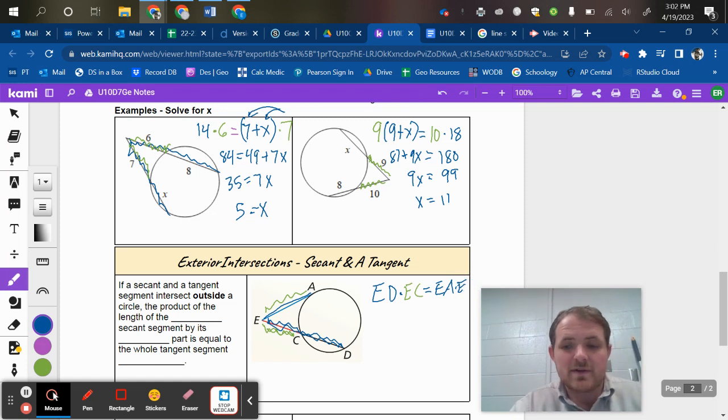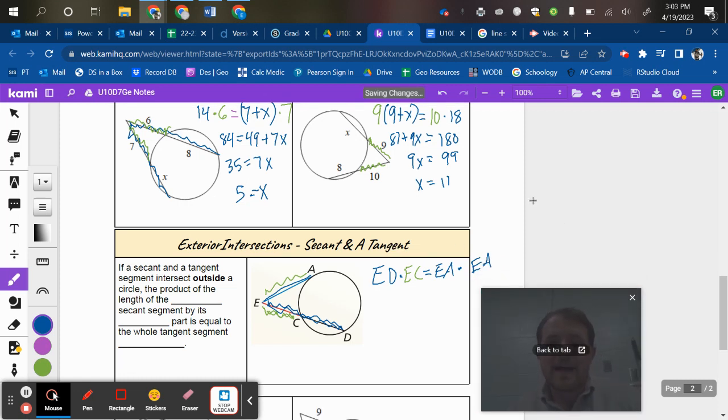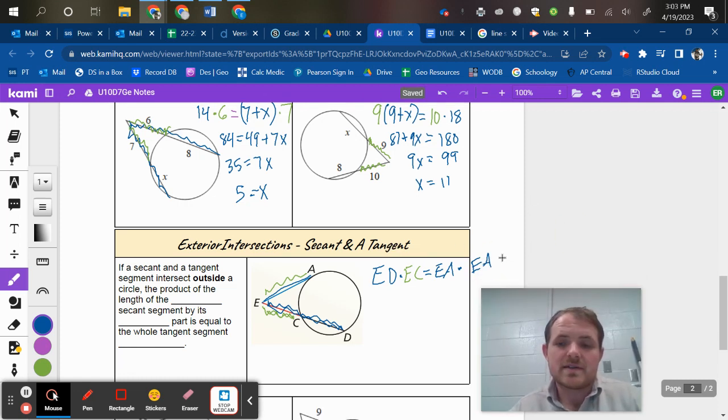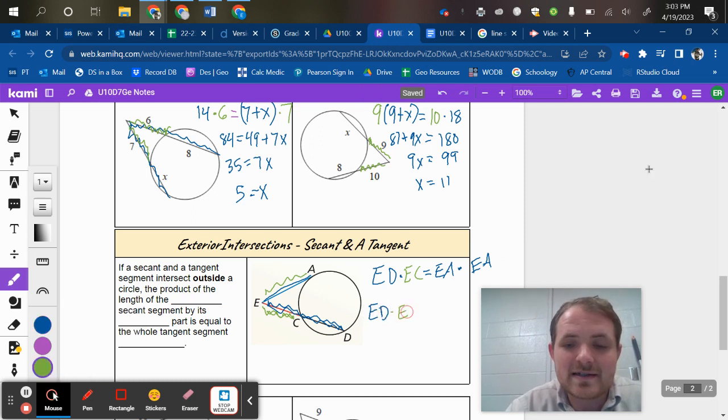Now, if that's a little bit confusing, if that is confusing, because it is, what you can do is you can rewrite it as ED times EC is equal to EA squared. So again, either way works, and that is because we don't actually have an internal for that other segment there.